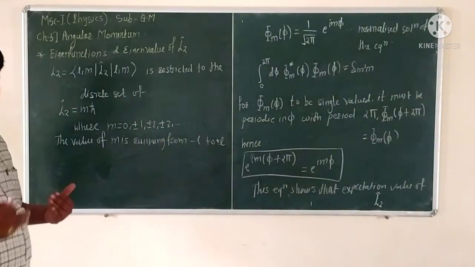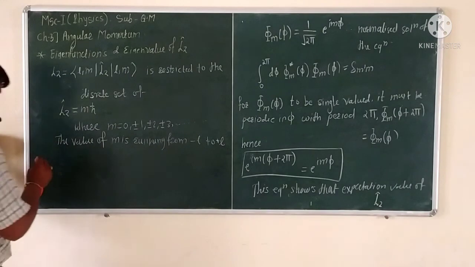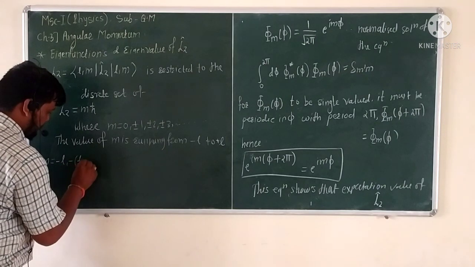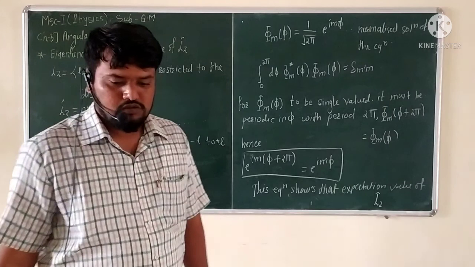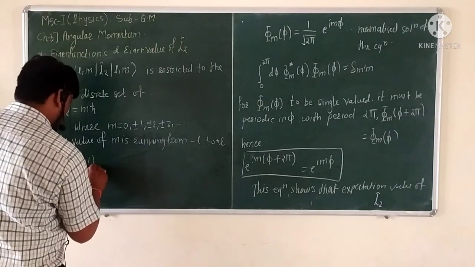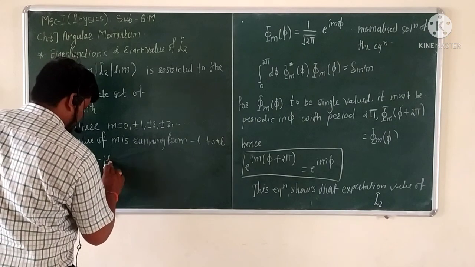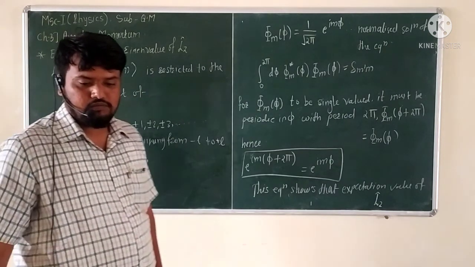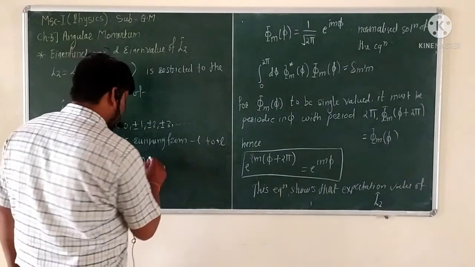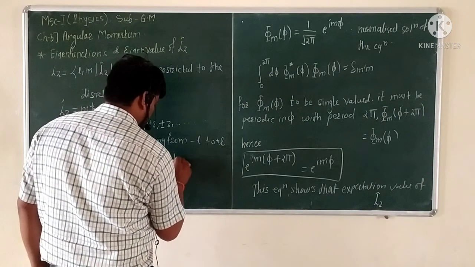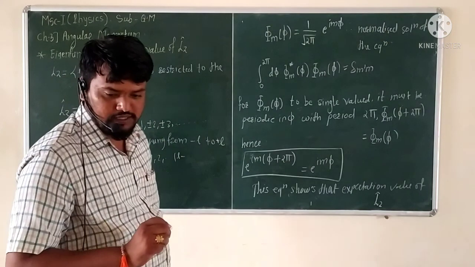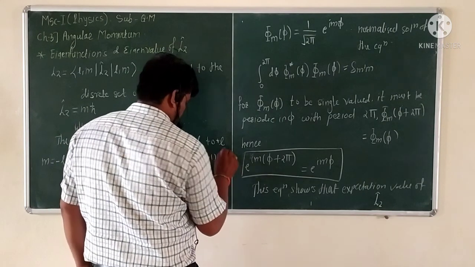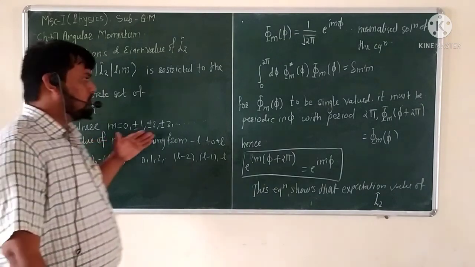And if we want to express it, m is equal to minus L, minus (L minus 1), minus (L minus 2), up to 0, 1, 2, up to L minus 2, L minus 1, and up to L. So this is the value of the small m.